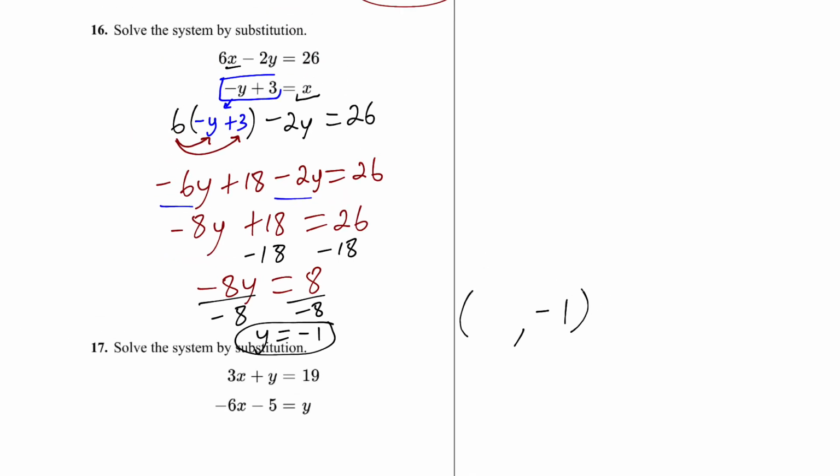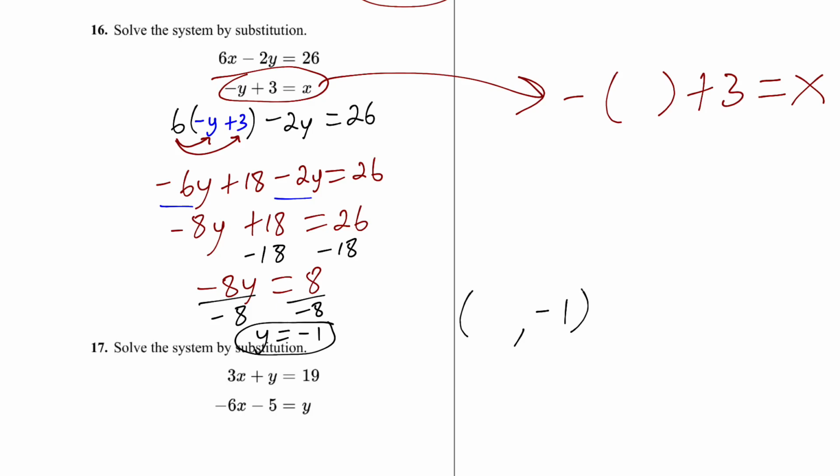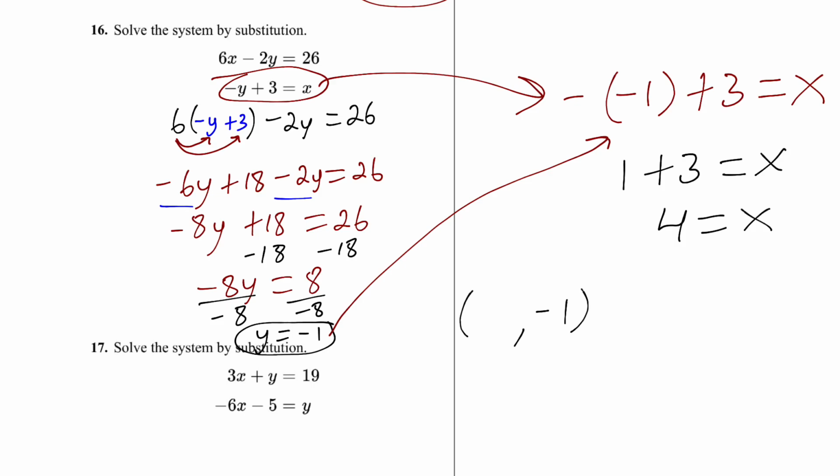Let's go back and find out what x is. So I'm going to use the smaller equation, and let's plug it in over here. And wherever there's a y, I'm going to put a parenthesis. Everything else copies the same. So that I'm going to plug in here a negative 1. Negative times negative is going to be positive 1 plus 3 is equal to x, or 4 is equal to x, which is what I will write here for my final answer.